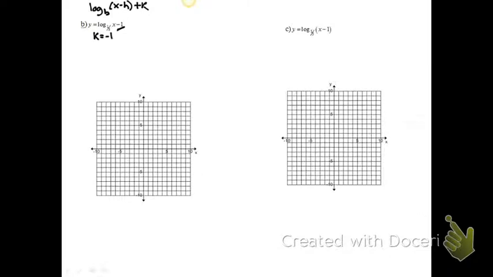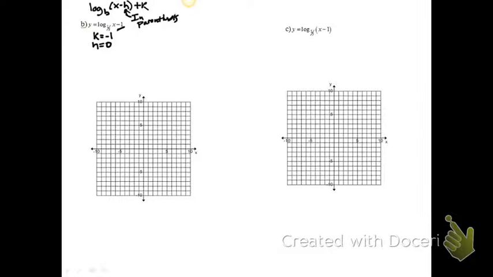My k is -1, my h is 0. There is no h value. So again, the trick is the h is always going to be in parentheses. So if you don't have parentheses, it's not the h value, guys.